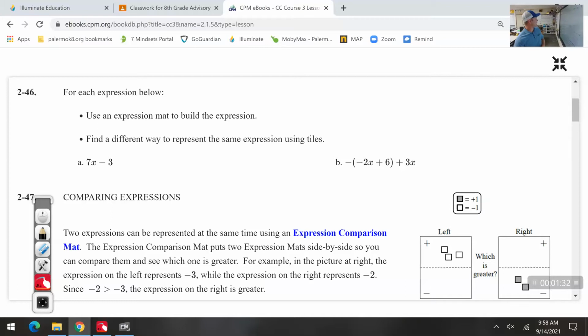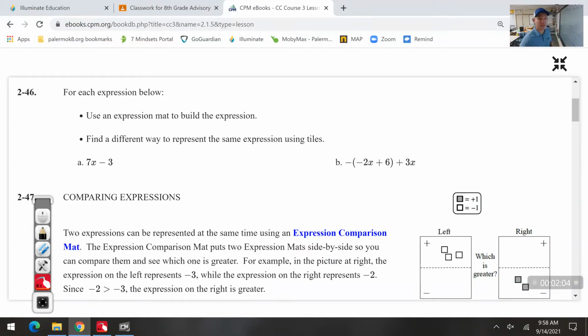But before we do, 2-46, what I want you to do is go to the e-tool, and I want you to build 7x minus 3. And then I want you to take a minute and practice building negative parentheses, negative 2x plus 6, close parentheses, and 3x. Just take a second and build them. Okay, pause the video and build them.